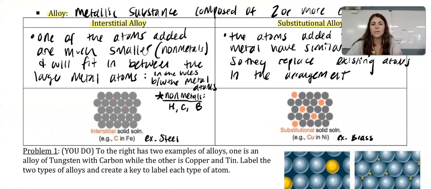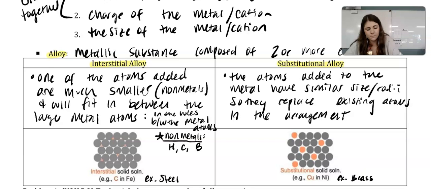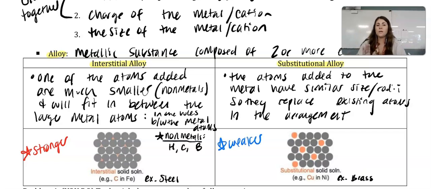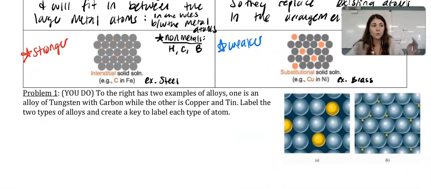Now, looking between these two, interstitial and substitutional, the interstitial is going to be stronger compared to the substitutional, which is weaker. One thing that we can use as a justification is the fact that those carbons are fitting in the holes of the already existing iron atoms, which gives it a stronger effect, stronger in the sense that it's harder to break. It's not going to be as malleable because those atoms aren't going to be able to move as much as in the substitutional, where you can see a lot of open pockets or space.